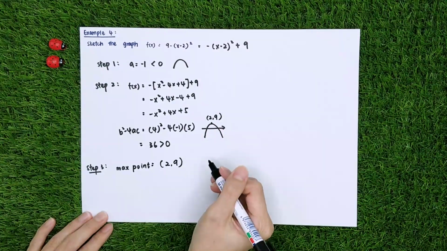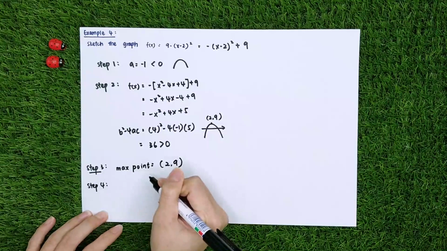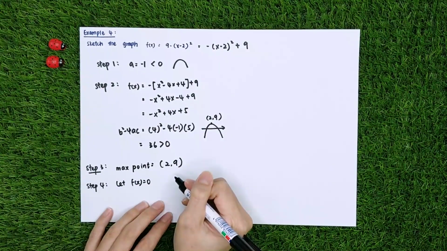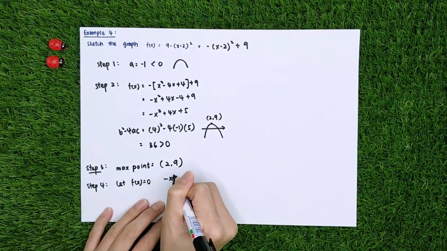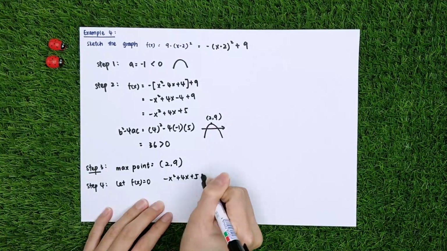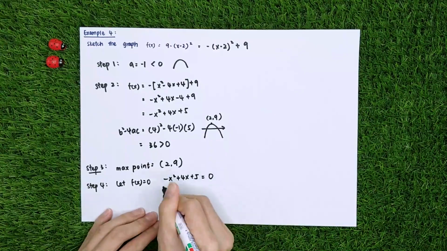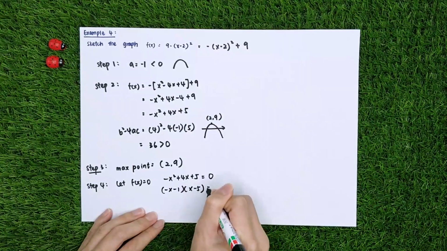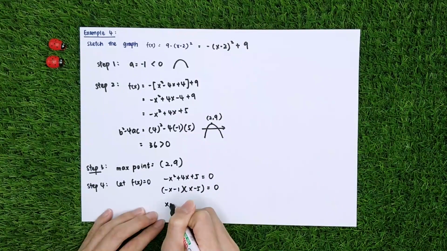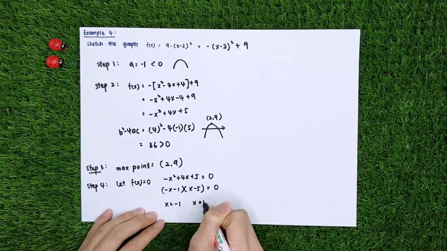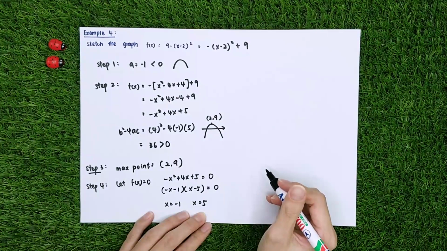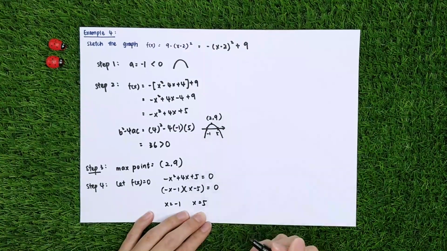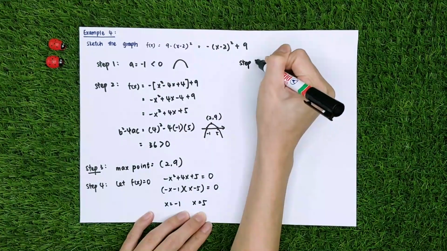Now we go to the fourth step. I will let f(x) equal 0 to find my x-intercept. So I will get −x² + 4x + 5 = 0. Then I will factorize it. I will get −(x − 5)(x + 1) = 0. Then x equals −1 and x equals 5. So the graph will intercept the x-axis at x = −1 and x = 5. The last step will be step 5.